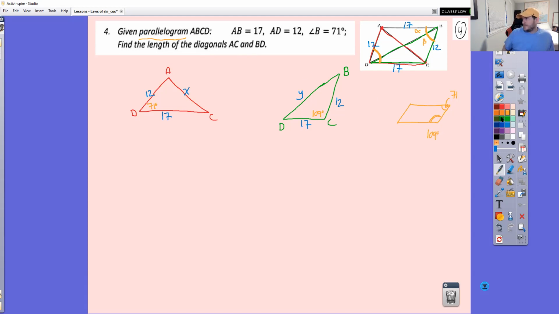So let's do it. We can see our work is cut out for us. We just need to do law of cosines twice. Okay. So in red for this one, we'll be saying that x squared is equal to 12 squared plus 17 squared minus 2 times 12 times 17 times the cosine of 71.